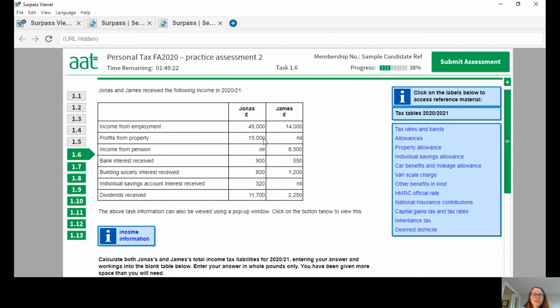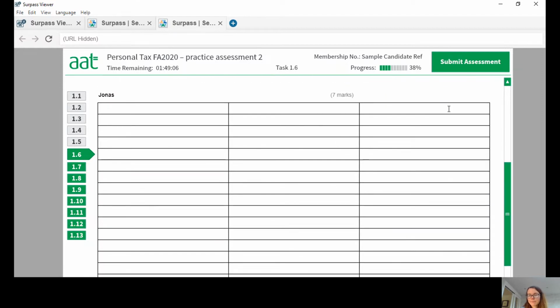Right, so Jonas: income from employment, profits from property, no pension income, bank interest received, building society interest received. Individual savings account, that's an ISA, so that's exempt, so we do not include that. And then dividends received. So I guess we could do a pound sign there. Right, so you should be getting used to setting them out in this format. Employment income straight from the question, 49,000. Property income, there was no losses brought forward to deduct or anything, so we just put it straight into the question.